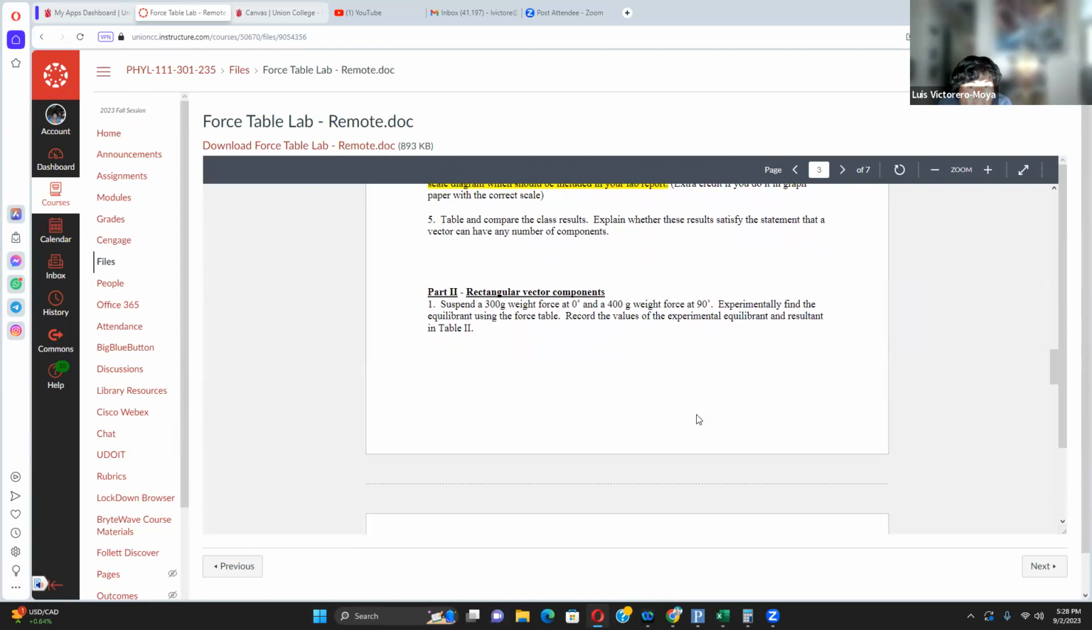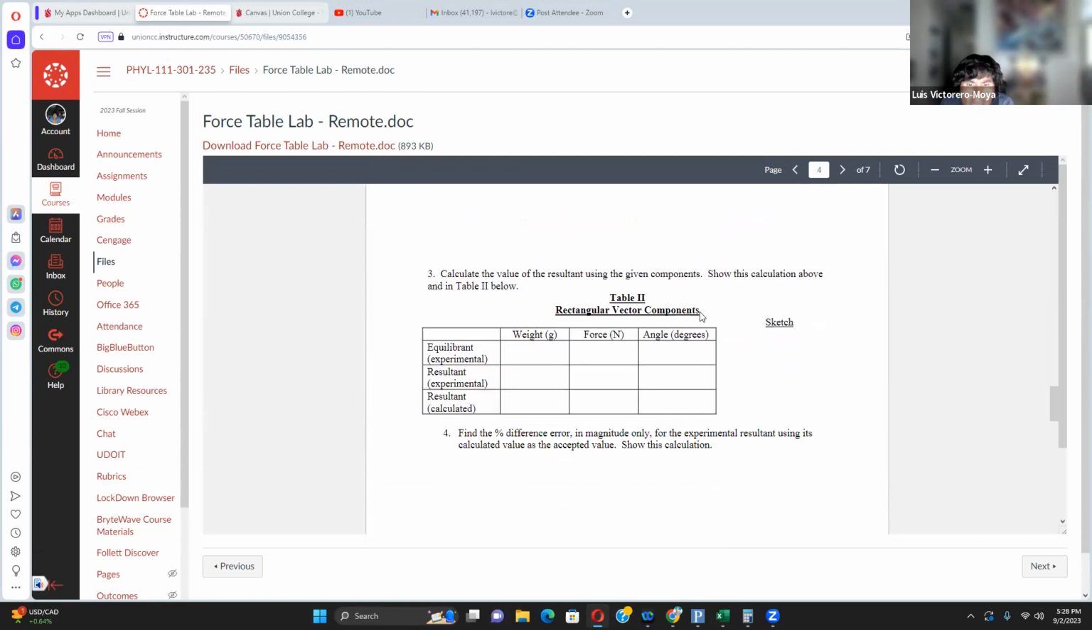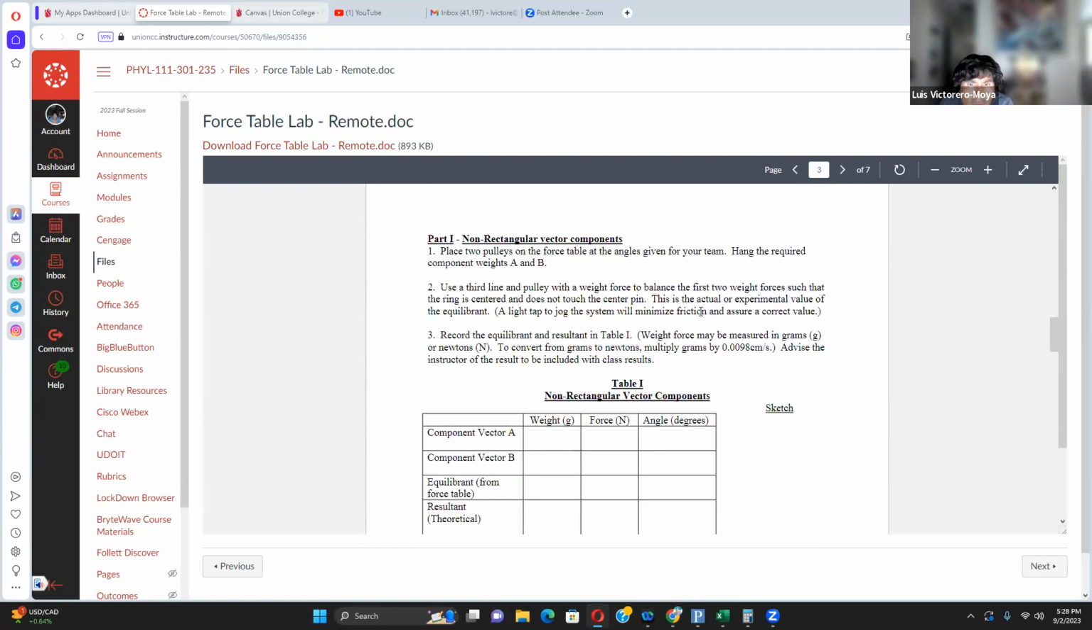Part 2 is simple. You are going to do 300 grams at 0 degrees, 400 grams at 90 degrees. So perpendicular forces, very simple. Okay. The table is identical to table 1. I'm just giving you different forces. All right.